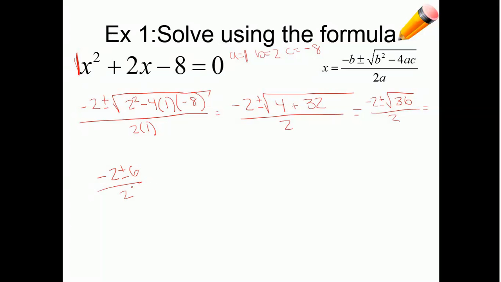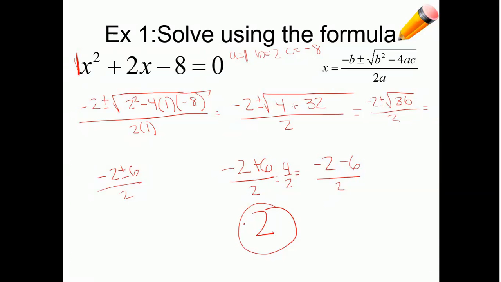So I'm at negative 2 plus or minus 6, all over 2. Now you can actually solve this problem. There are two pieces here: negative 2 plus 6 divided by 2, and negative 2 minus 6 divided by 2. Let's find out what both of these are. Negative 2 plus 6 is 4, and 4 divided by 2 is 2. So one of my answers is x equals 2. Then I have negative 2 minus 6, that's negative 8. Divide that by 2, and x equals negative 4 as well.